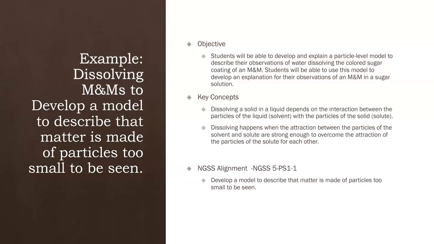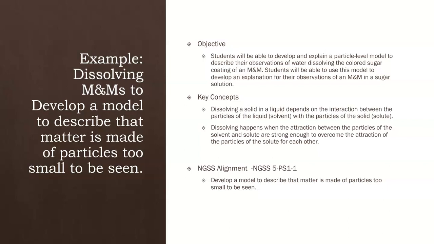So here's the example I kept talking about. There are a lot of lesson plans about dissolving M&Ms to develop a model to describe that matter is made up of particles too small to be seen. So the actual objective that the teacher wants to achieve is students will be able to develop and explain a particle level model to describe their observations of water dissolving the colored sugar coating of an M&M. Students will be able to use this model to develop an explanation of their observation of an M&M in sugar solution. So what are the specific concepts within that objective?